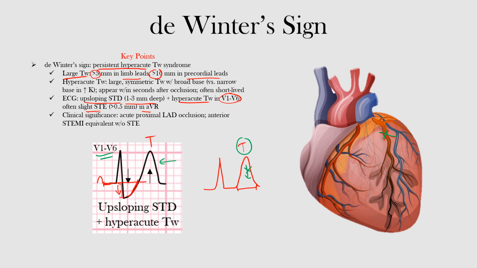We have persistent hyperacute T waves in this De Winter sign, okay, as well as upsloping ST depression, okay? So we had the ST depression, and again, it's sloping upwards there, okay? In the precordial leads, V1 through V6, we said sometimes you'll see a slight ST elevation of 0.5 millimeters or greater than that in AVR. And remember, the clinical significance of this is that it's pretty much an anterior STEMI equivalent without the ST elevation, okay? We're seeing ST depression with these hyperacute T waves, and it could be a sign of acute proximal LAD occlusion, so something you want to take care of and treat quickly.